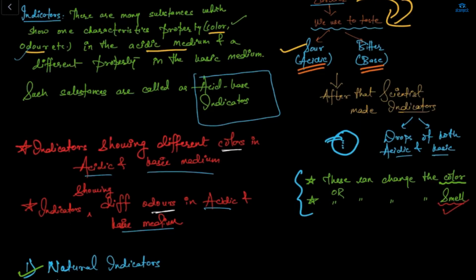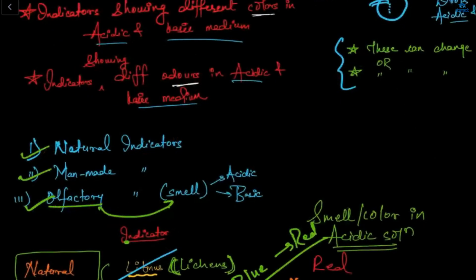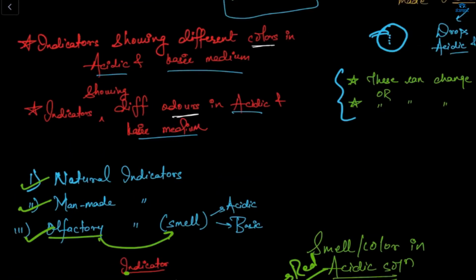So now we will see what indicators are. There are three types of indicators. First, natural. Second, man-made. And third, olfactory. Olfactory means on the basis of smell, we can predict whether it's an acid or a base. Natural is one, the other is man-made. Man-made indicators also show color as well as smell. And the last one is olfactory, with the help of smell.